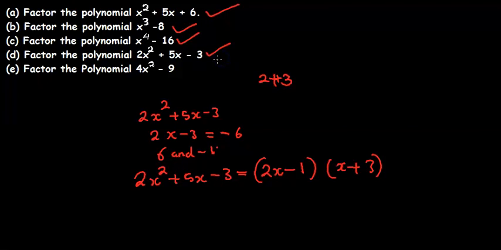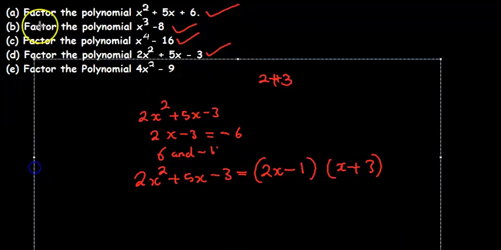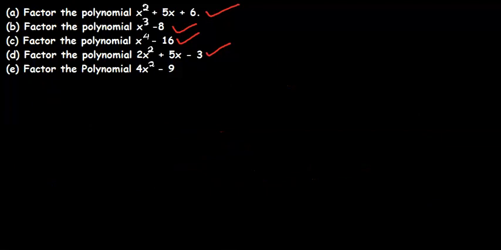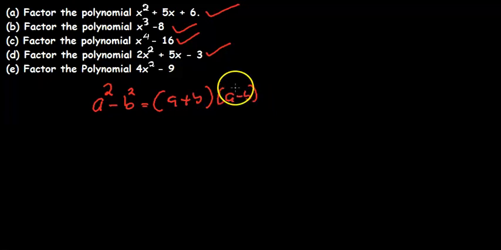The last one says we shall factor the polynomial, which is 4x^2 − 9. How can we solve this problem? Feel free to pause the video and try it yourself. Alright, this polynomial is a difference of squares. We are also going to be using this formula: a^2 − b^2 is simply going to be (a + b)(a − b).